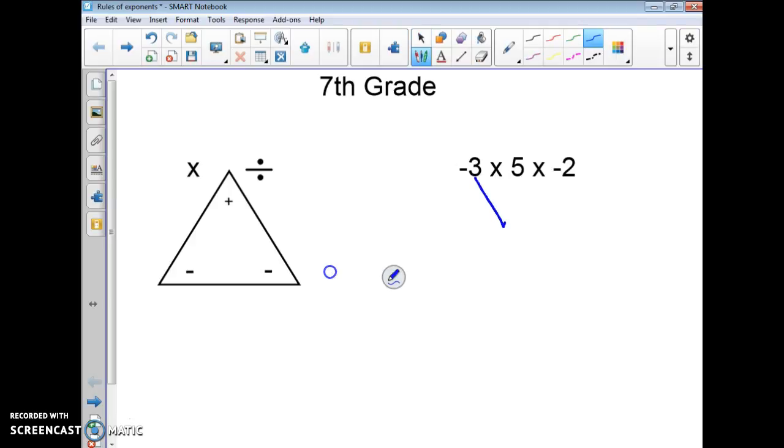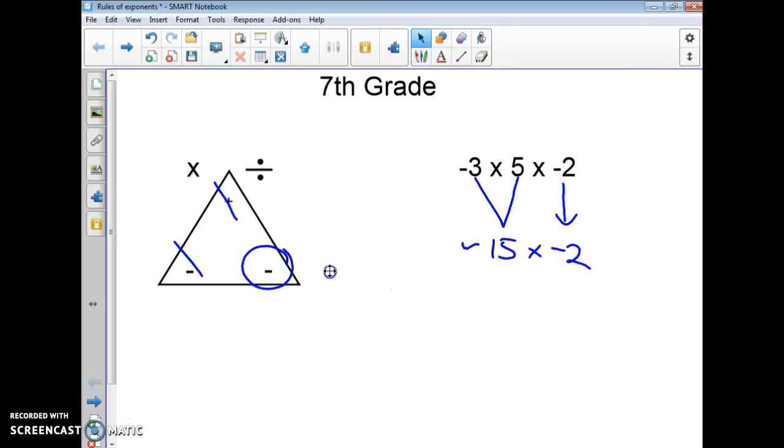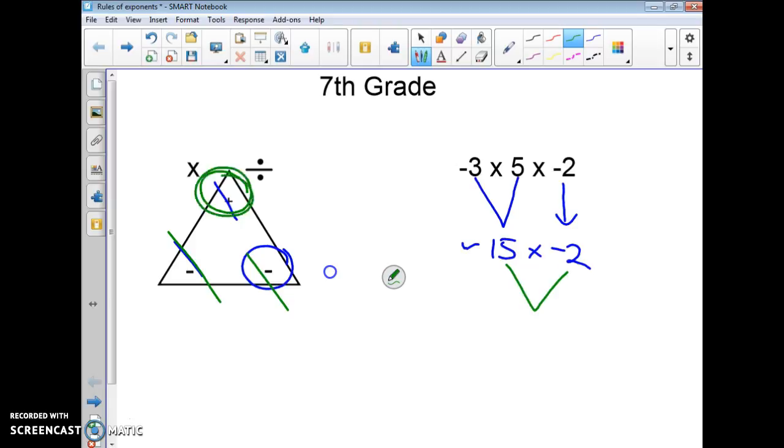We said if we're multiplying -3 times +5, I have a negative times a positive, so my answer has to be negative, and it's going to be 15. We didn't do anything with the -2, so we need to drop that down, and we still need to multiply these. Now we're starting brand new. Now I have -15 times -2, and I know that a negative times a negative is going to give me a positive, so my answer is +30.